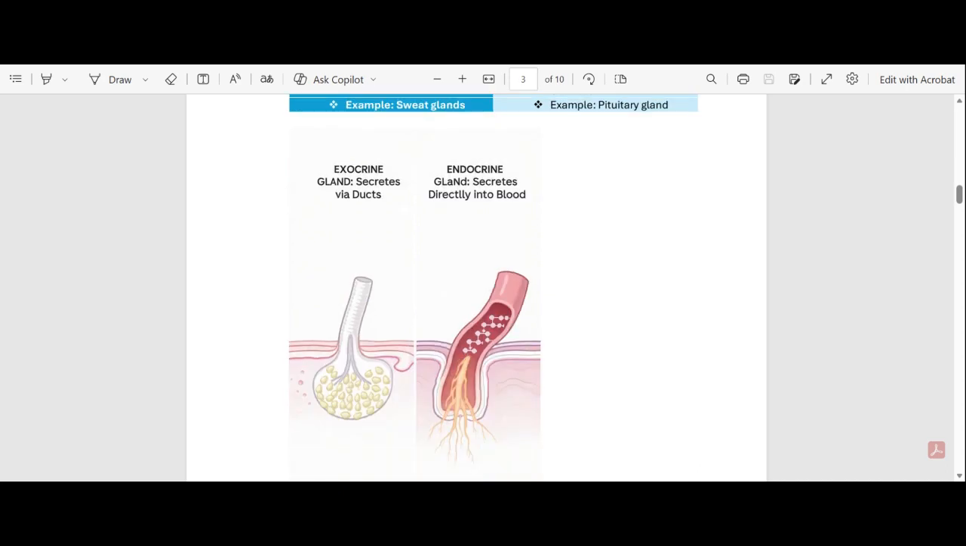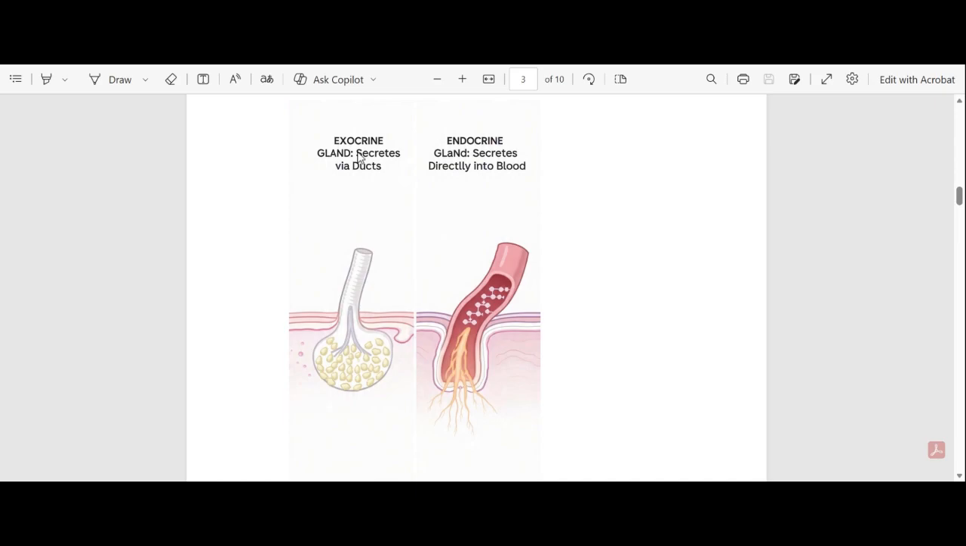Okay, so these are exocrine glands, as you can see. They secrete their secretions via ducts, right? This is a duct. Also, their secretions are secreted on the surface. Whereas the endocrine glands secrete hormones directly into the blood. So this is the picture of the difference between exocrine glands and endocrine glands. These are important for you to know for your exam.